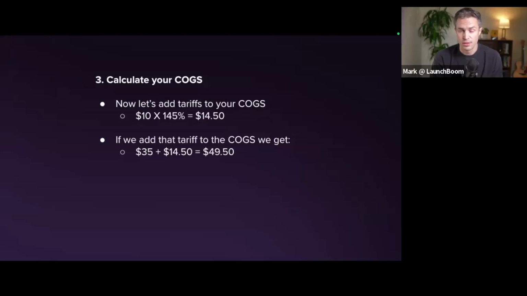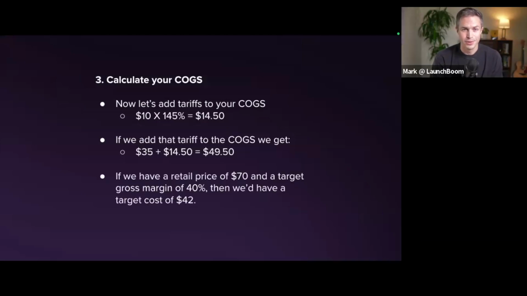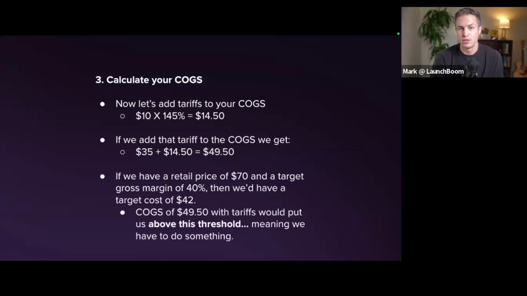I know there's a lot of numbers being thrown out here. This is going to make sense all in a moment. So if you had, in this example, a retail price of $70, target gross margin of 40%, then we'd have a target cost of $42. But because we have the cost of goods sold at $49.50 with the tariffs added on, that would put us above this threshold, meaning that we have to do something.